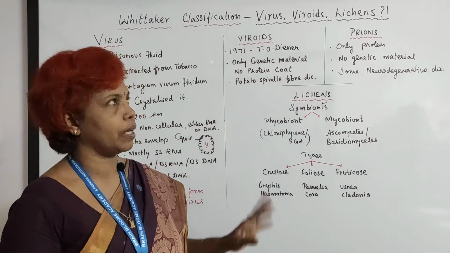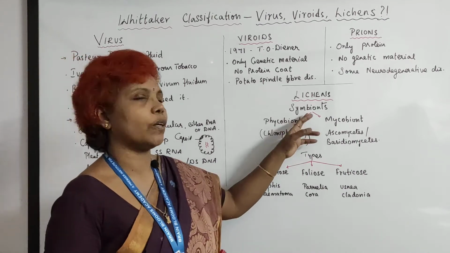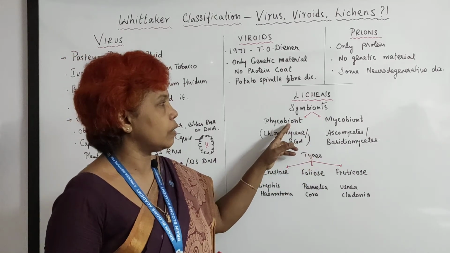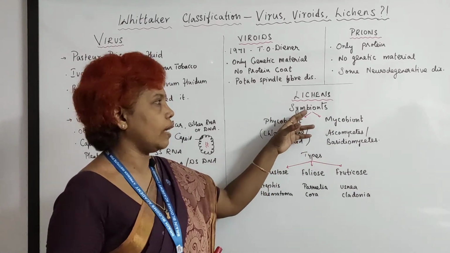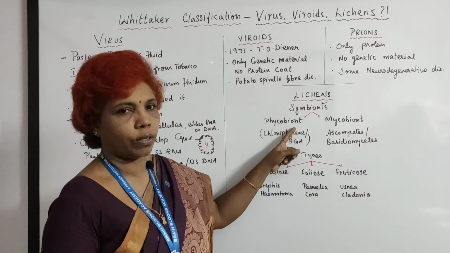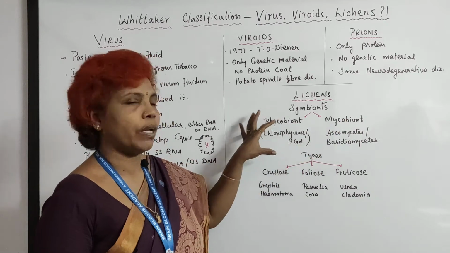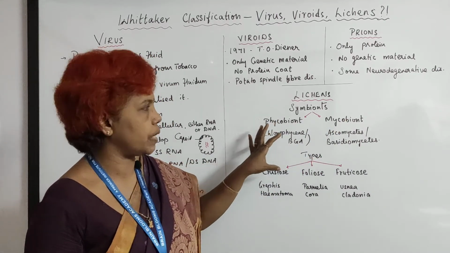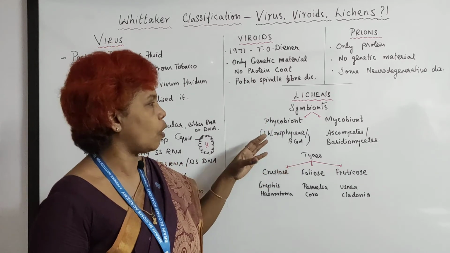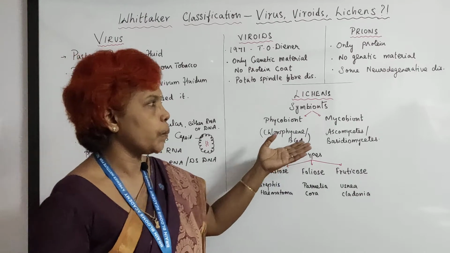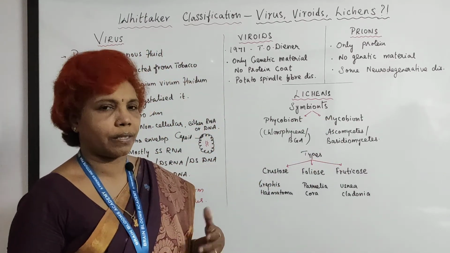And the last one is lichens. Lichens also have not been placed anywhere in the Whittaker classification. Lichens are symbiotes. Naturally, an algal partner and a fungal partner grow together. The algal partner is called phycobiont and the fungal partner is called mycobiont. Usually the phycobiont, the alga present in lichen, is either a blue-green alga or a green alga, a Chlorophyceae member, and the mycobiont partner may be basidiomycetes or ascomycetes.